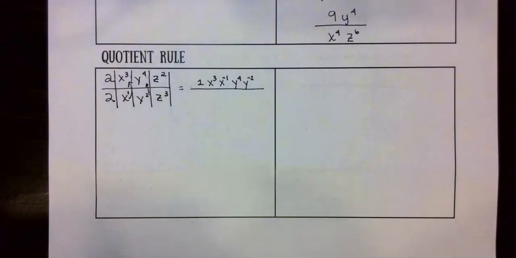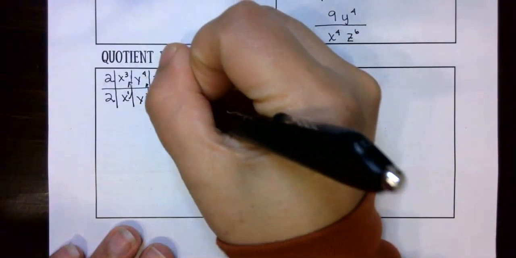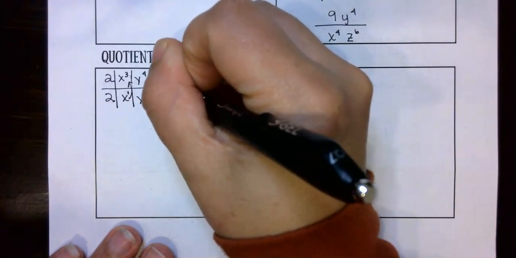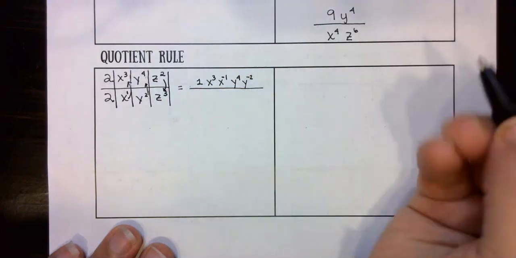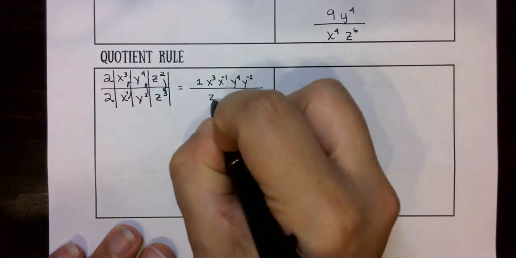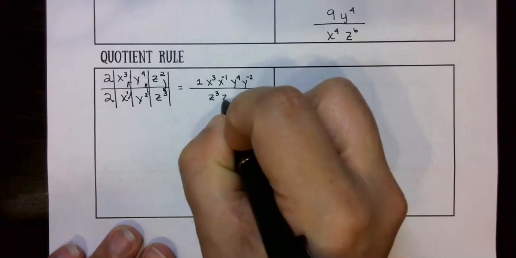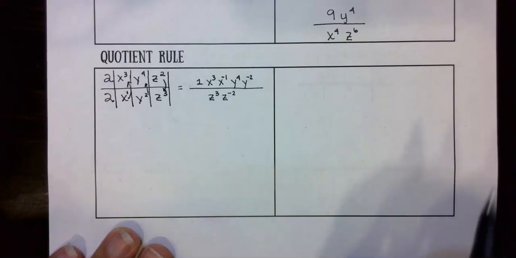Last, z's. We have a z on the top and the bottom. The 3 is bigger. It's at the bottom. So we're going to take this 2, which is on the top, and move it down. So because it's a positive 2, it's going to turn into a negative 2. So we have z to the 3 and z to the negative 2.